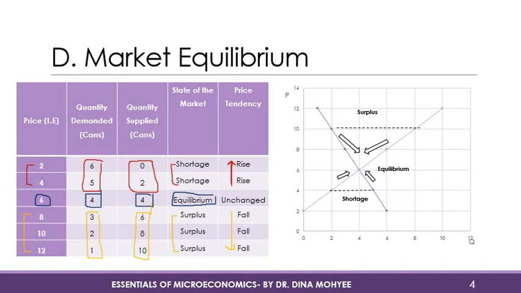At this price, we can find that the producers are willing to supply 4 cans of cola, and at the same time, the consumers are willing to purchase those 4 units at this price.